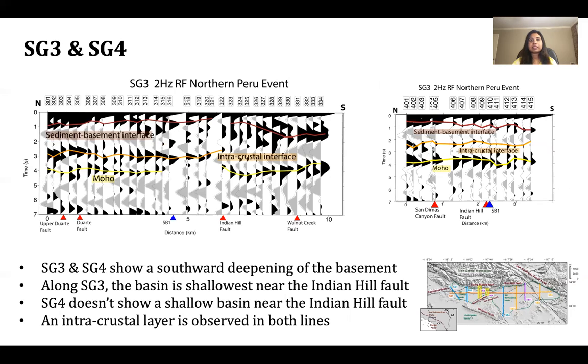The SG3 and SG4 lines are in the region where SB and SG basins connect. Both of the lines show a southward deepening of the basement. Along SG3, the basin is shallowest near the Indian Hill Fault. However, SG4 doesn't show a shallow basin near the Indian Hill Fault. It continues the southward deepening pattern. An intercrustal layer has been identified along SG3, which cannot be traced farther south past the Indian Hill Fault. But SG4 shows a continuous intercrustal interface passing the Indian Hill Fault. It is possibly the same layer observed in SG3.